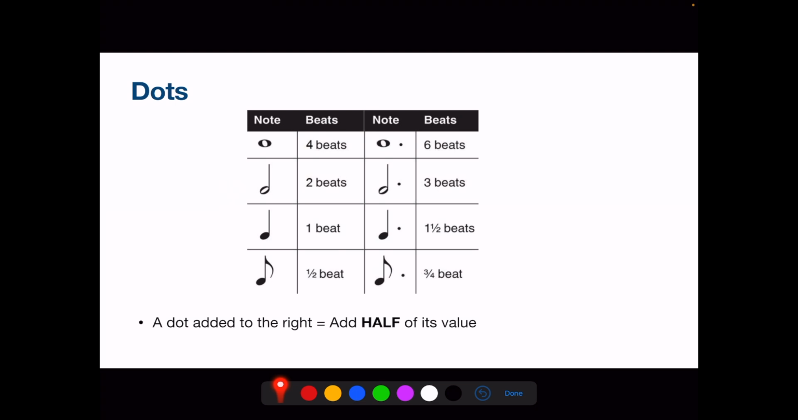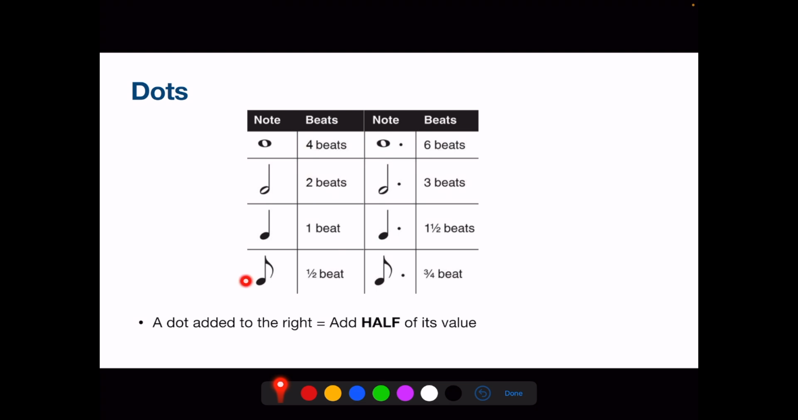Now, if we add a dot next to it, we add half of its value. So 2 plus 1 equals 3. So that's when we can count ta, 3 beats. And what about quarter? Same thing. A quarter note has 1 beat. And if we add a dot next to it, then it becomes 1.5 beat.